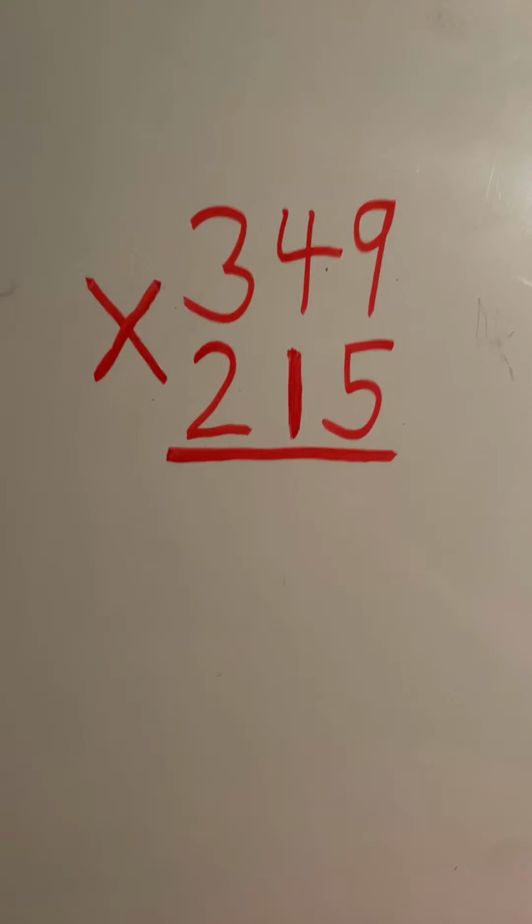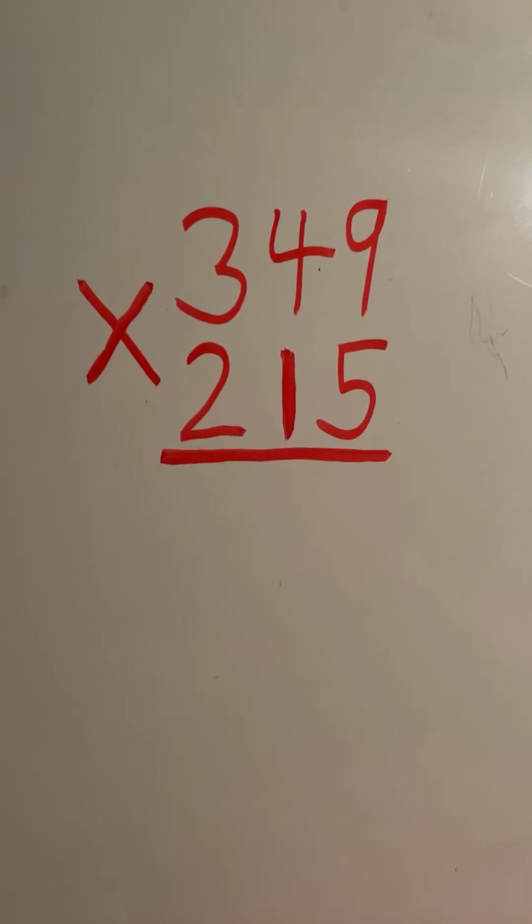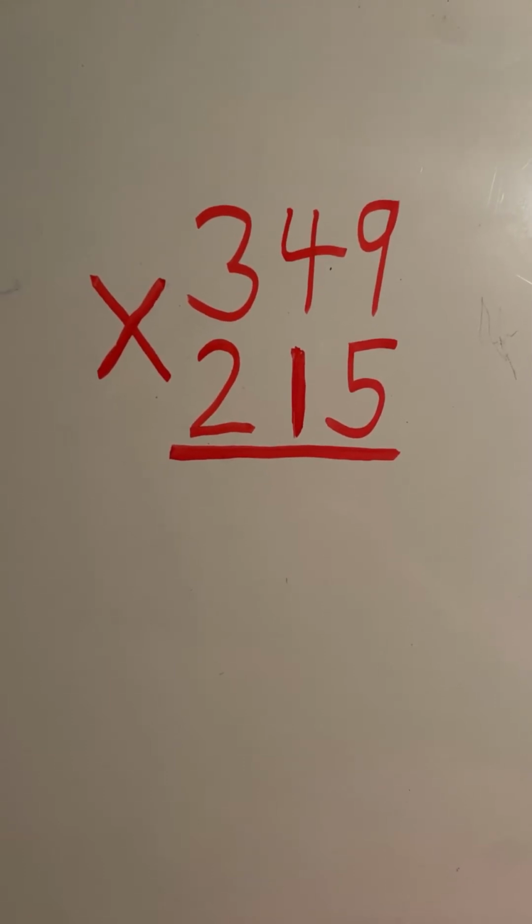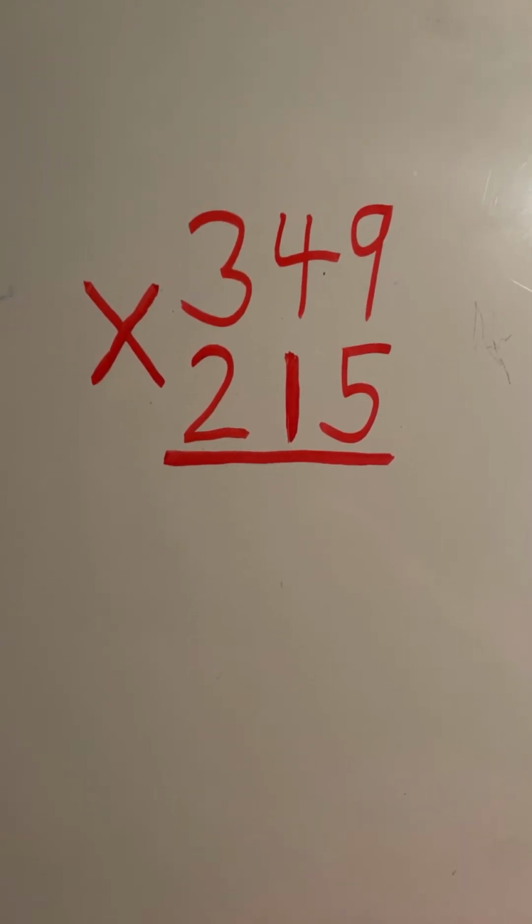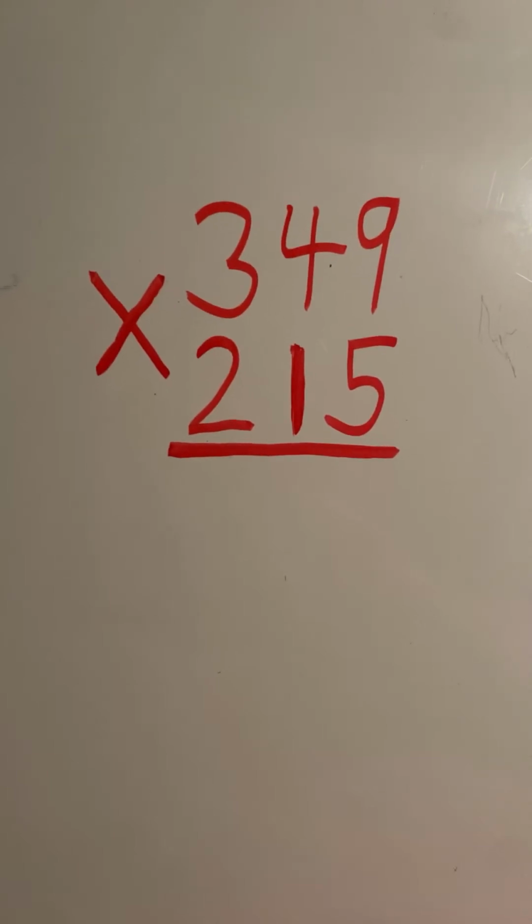So this video is going to be a review of 3-digit by 3-digit multiplication. 349 times 215 is our first example problem, and we're going to go through step by step how to solve that problem.